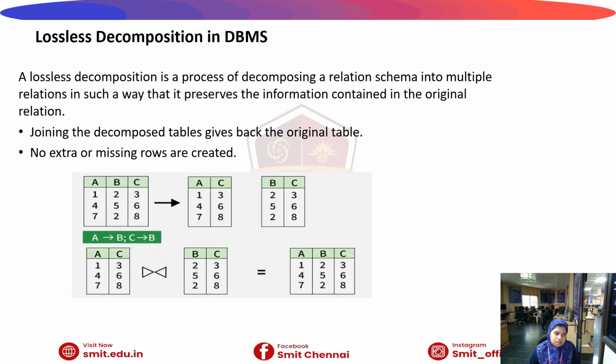Next is lossless decomposition in DBMS. Decomposition is the process of decomposing a relation into multiple relations in such a way that it preserves the information contained in the original relation. That means joining the decomposed tables gives back the original one, so no extra or missing rows are created. For example, if A, B, C are the columns which consist of the values, the relation can be decomposed into AC and BC.